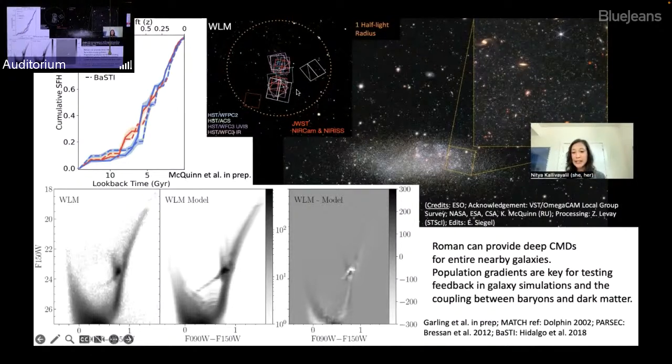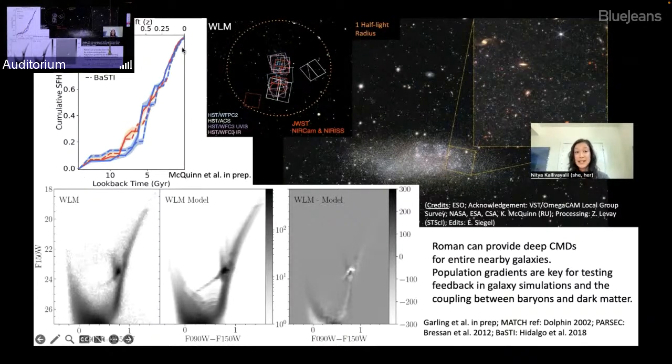So the first point to make is that Roman can provide deep CMDs for entire nearby galaxies, and things like population gradients, for example, within and without this half-light radius here would be key for testing feedback in galaxy simulations and understanding the coupling between baryons and dark matter. But the great news about this work is that this is showing you a star formation history for this field of overlap between ACS and NIRCam.